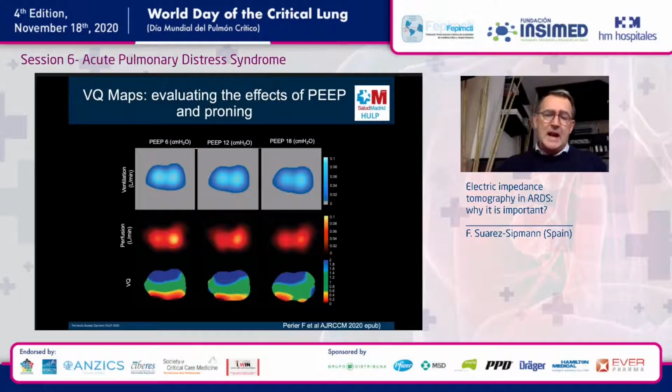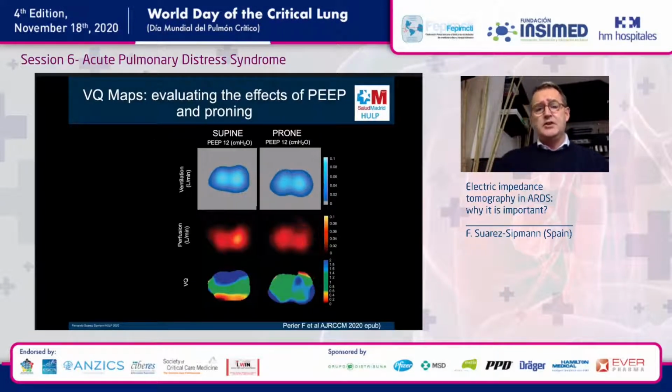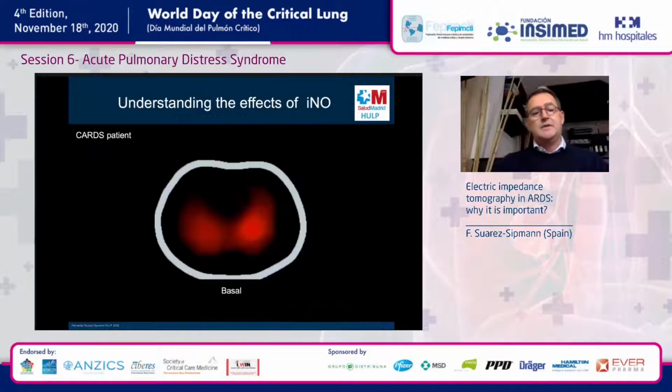Now, not only looking at mechanics, but looking at VQ matching, which is also an important aspect of lung physiology. And interestingly here, they looked at what the effect of proning was in this patient. The same level of PEEP that resulted in the best situation in the supine position was now applied in the prone position. And you see here that proning had a synergistic effect, increasing the effects of this optimum PEEP selected during the supine position. You see a marked reduction in the dead space areas and the shunt. So again, this allows us to improve the mechanical ventilation treatment in these patients who are complex to ventilate.